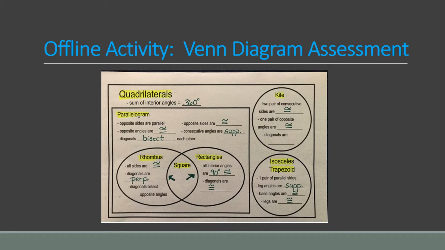This is an example of the offline activity, the Venn diagram assessment that the students take at the end of the first half of the class period, or a little over the first half of the class period.